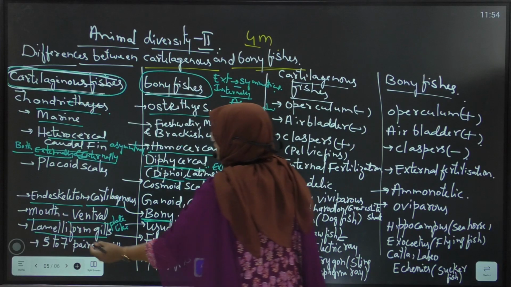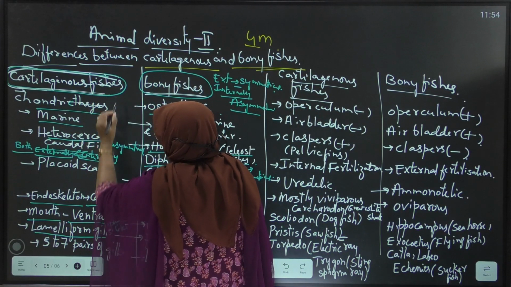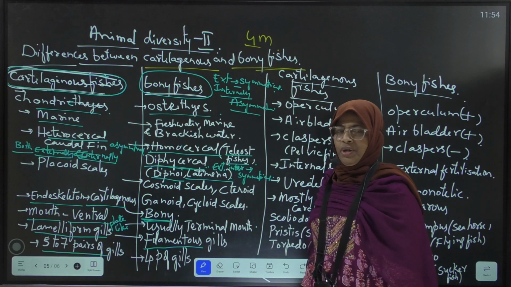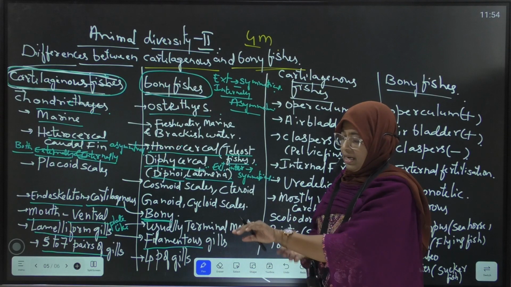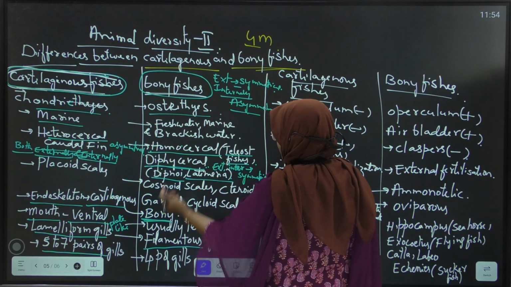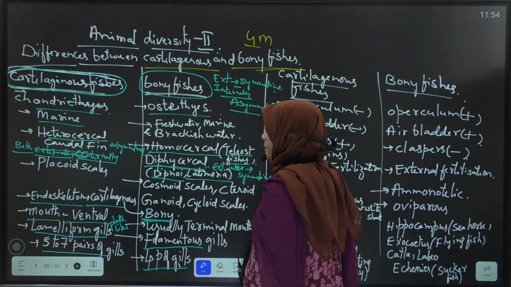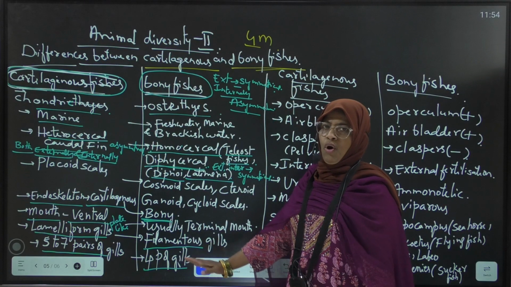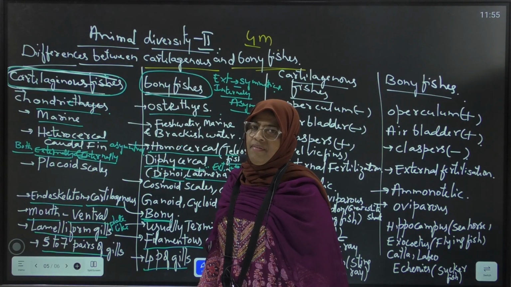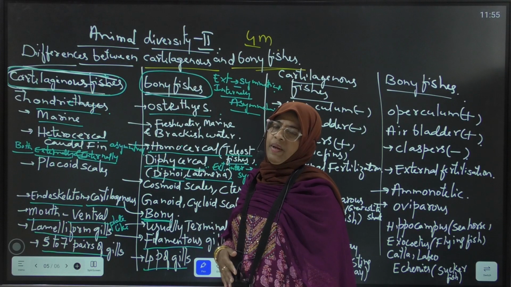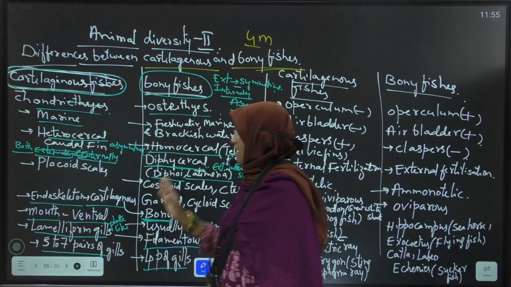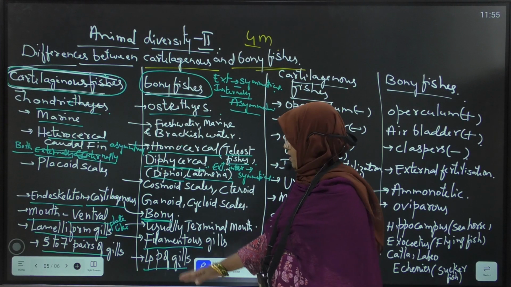Right? Okay. Next, in cartilaginous fishes, how many pairs of gills are present? 5 to 7 pairs of gills are present. But in bony fishes, 4 pairs of gills are present. What are gills? Gills are the respiratory organs of the fishes. Okay, 5 to 7 pairs of gills in cartilaginous fishes, and in bony fishes, 4 pairs of gills.